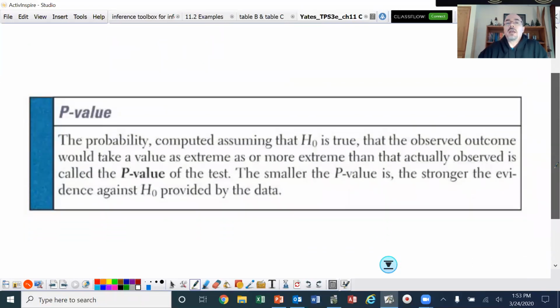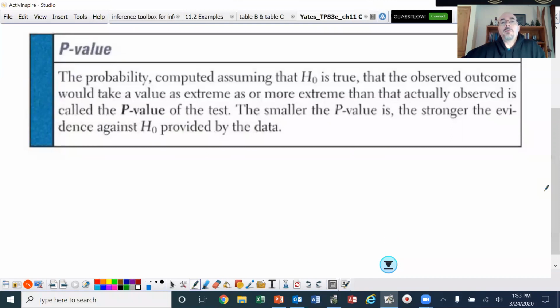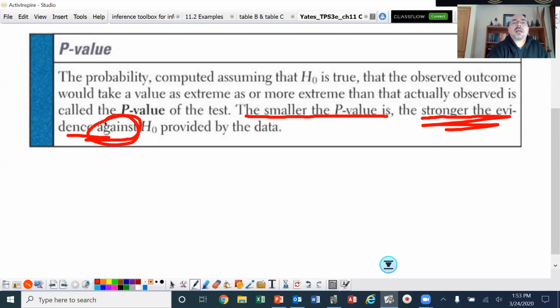Now, we have a thing called a p-value. The probability computed, assuming the hypothesis is true, that the observed outcome would take a value as extreme as or more extreme than that actually observed is called the p-value of the test. The smaller the p-value is, the stronger the evidence against the hypothesis provided by the data.